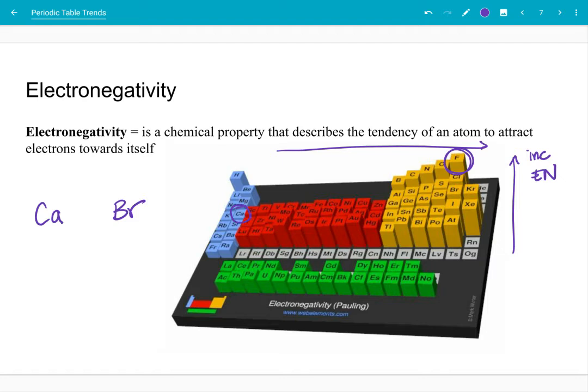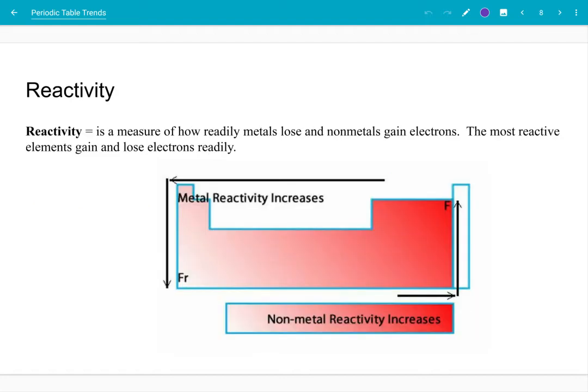So if you look here, here's calcium, here's bromine. Calcium is on that other side, so we know that bromine is going to have a larger electronegativity. So that's ultimately where I want you to go with these.